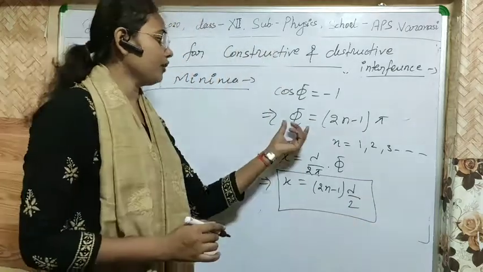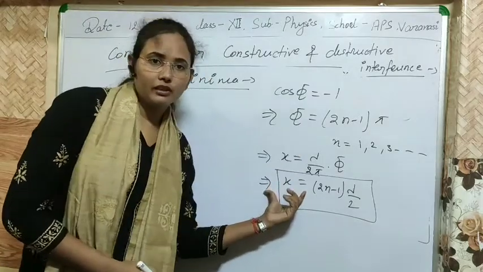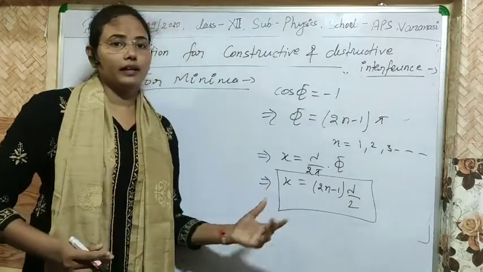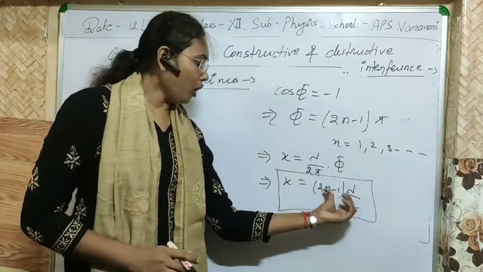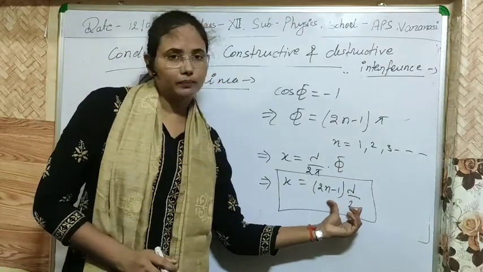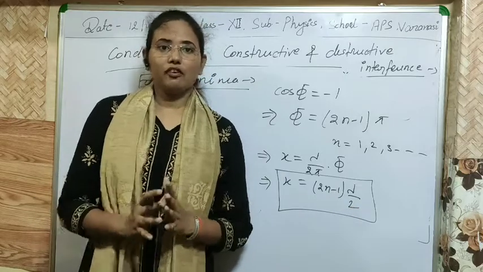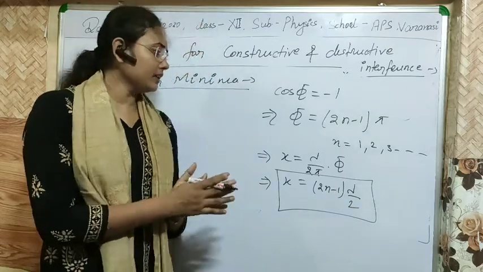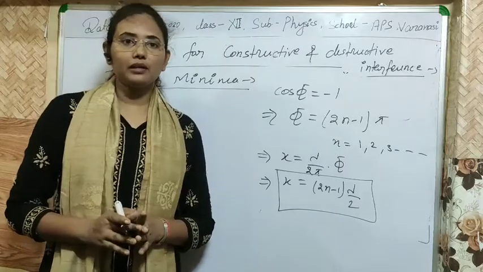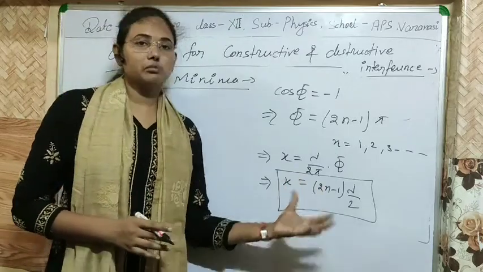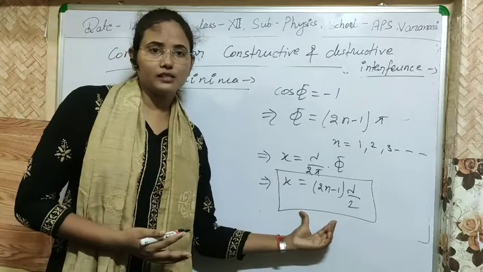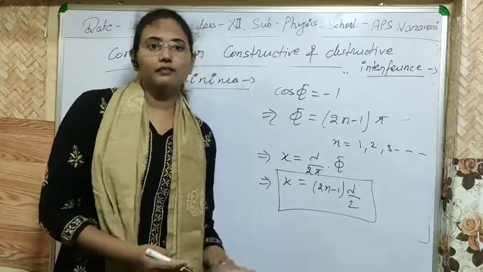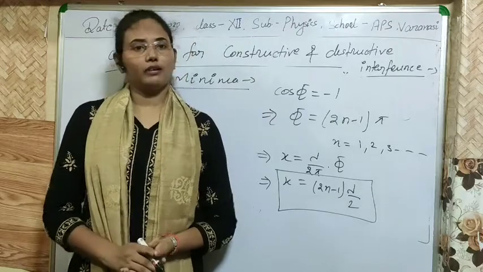This is the condition for getting destructive interference or minima in case of Young's double slit experiment, which is simply an odd multiple of lambda by 2. For maxima, for constructive interference, the condition is an even multiple of lambda by 2, which means the path difference must be an even multiple of lambda by 2, and for minima or destructive interference, the path difference will be an odd multiple of lambda by 2.